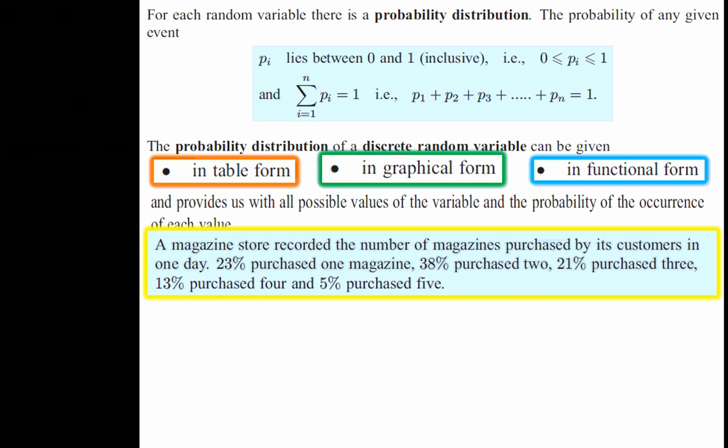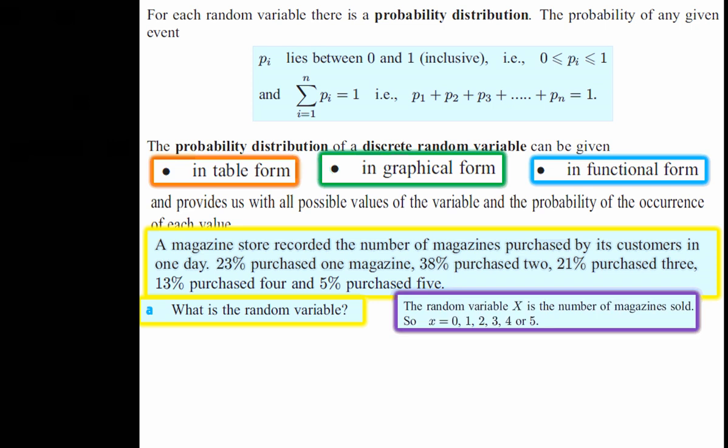A magazine store recorded the number of magazines purchased by its customers in one day. 23% purchased 1 magazine, 38% purchased 2, 21% purchased 3, 13% purchased 4, and 5% purchased 5. What is the random variable? So the random variable, x, is the number of magazines sold in this case, because I recorded the number of magazines sold. So the different values it can take on are 1, 2, 3, 4, and 5. So that's why we'll put x equals 0, 1, 2, 3, 4, or 5.